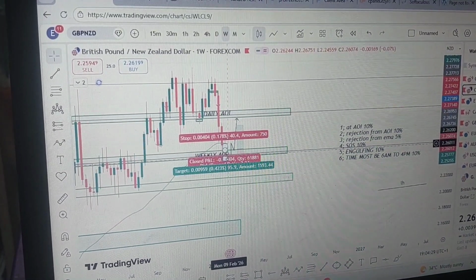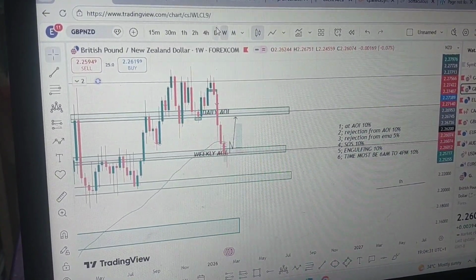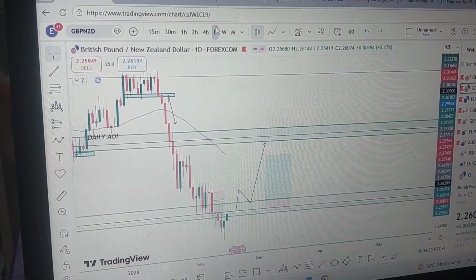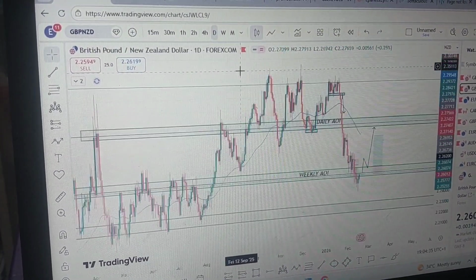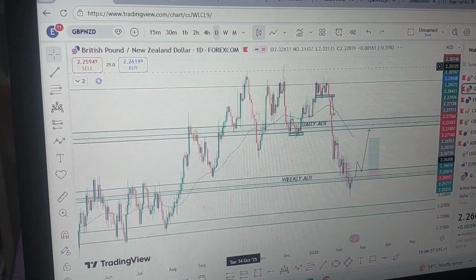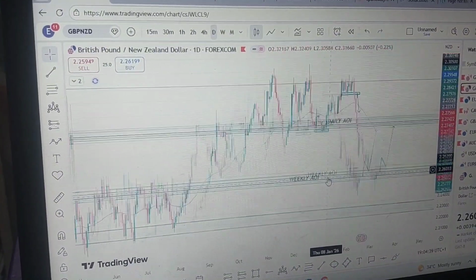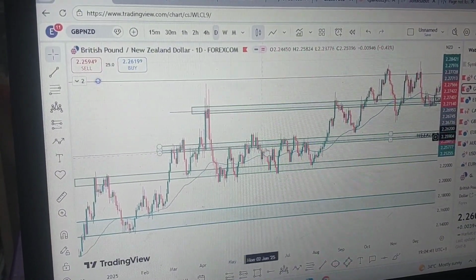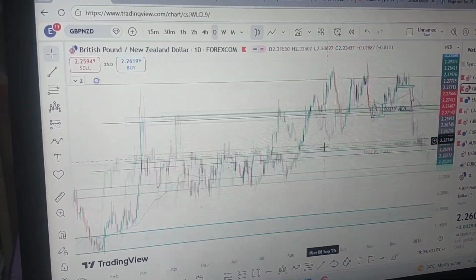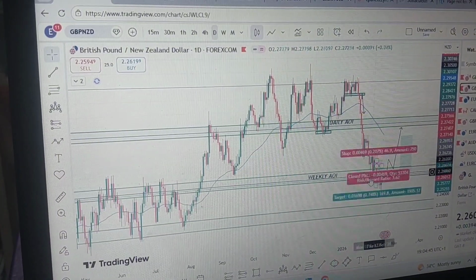When I go down to the 4 hours, you can see clearly that we are under the weekly area of interest. Whenever we are under, we sell. Whenever we are above, we buy.